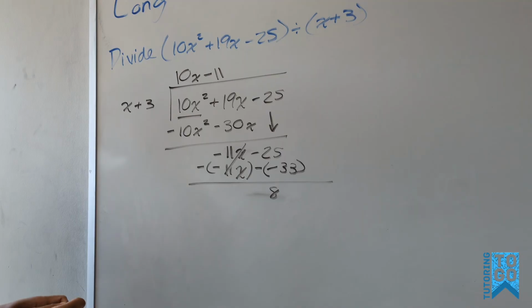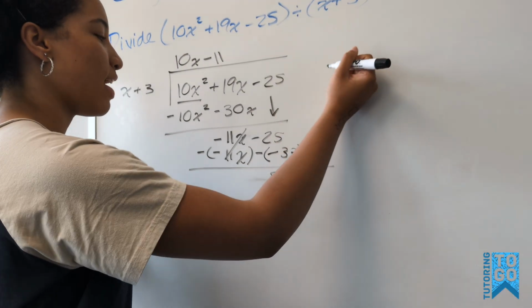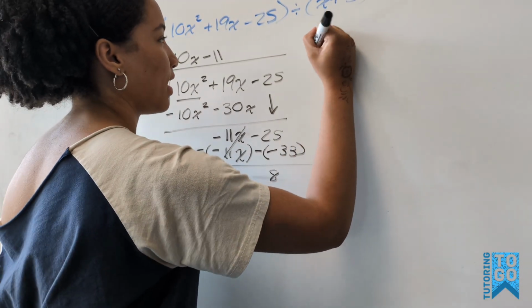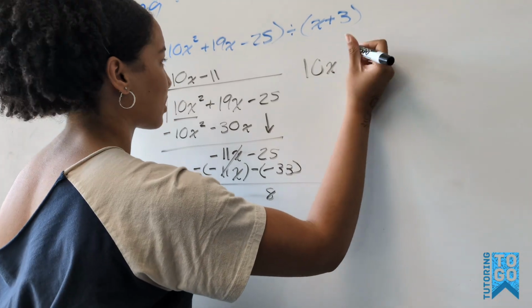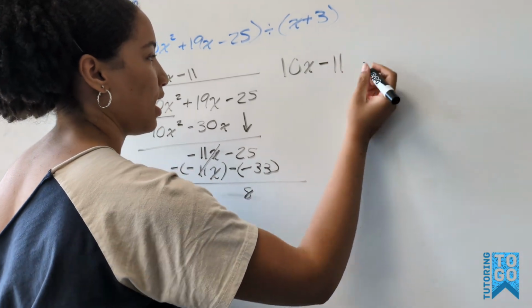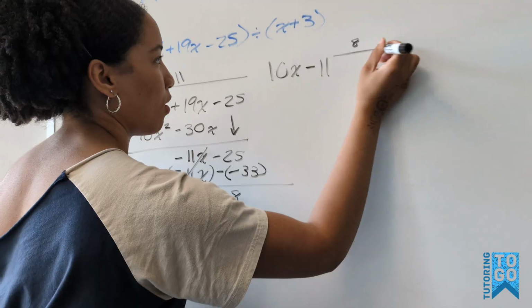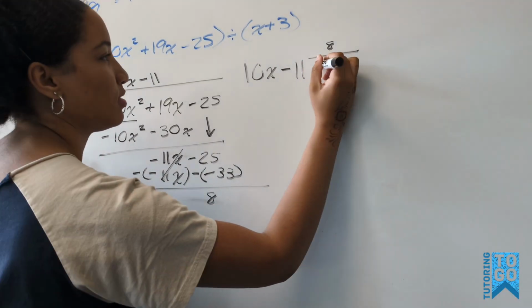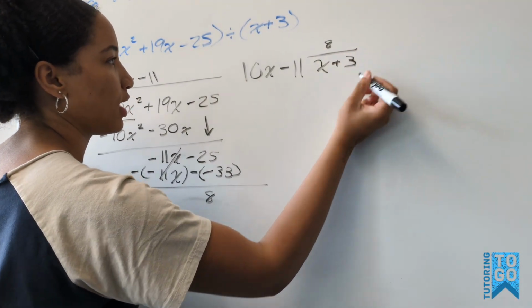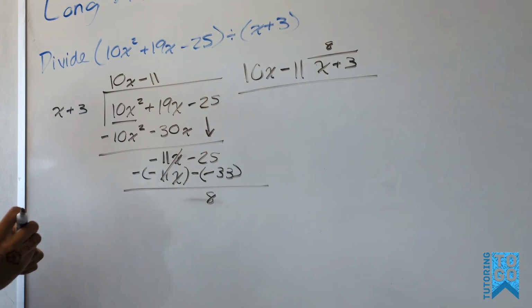And then when you're writing your final answer, when it comes to having a remainder, you're just going to write it 10x minus 11. And then you're just going to put 8 over the term that you were dividing by. So x plus 3. And this is your final answer.